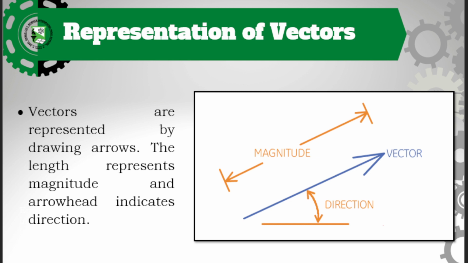Representation of a vector. Vectors are represented by drawing arrows. The length represents the magnitude and the arrowhead indicates the direction. So if the length of an arrow is short or long, it means it has either a smaller or a bigger magnitude, because the length represents the magnitude while the arrowhead represents the direction.